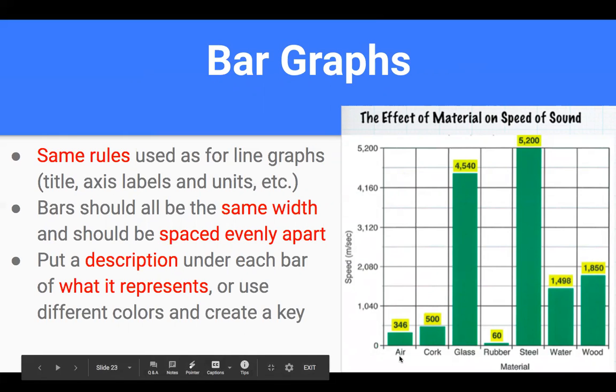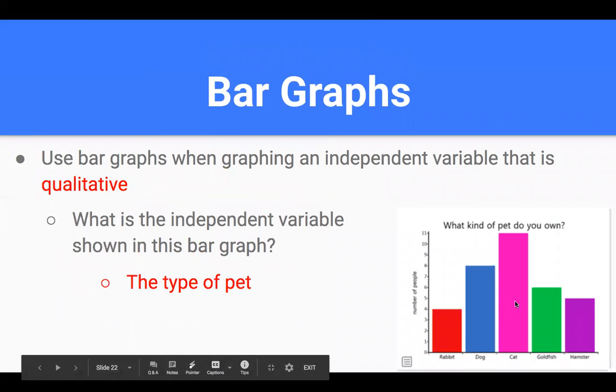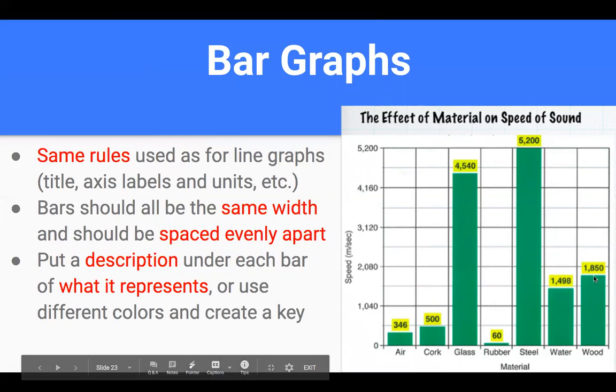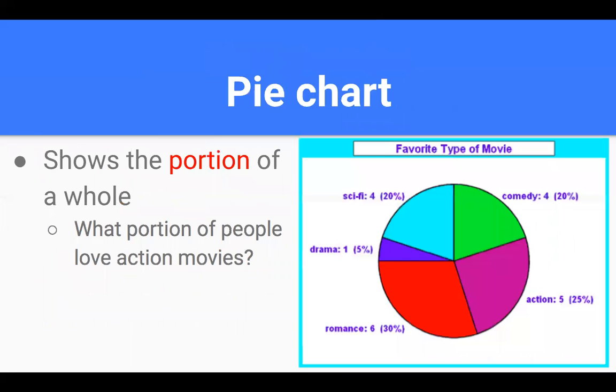And you can see here that underneath each bar, it shows what is being represented by that bar. This one shows air, this one shows cork, this one shows glass. You can either do it that way, or instead, this one has 5 different colored bars. You could instead make a key, and the key would show what each bar color represents. Either way, as long as you're showing what the bars represent, that's great.